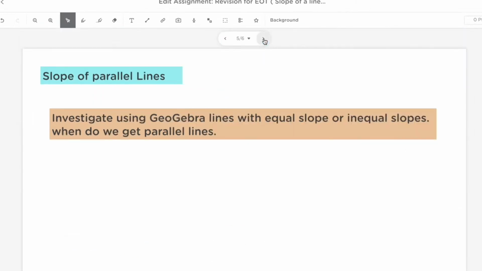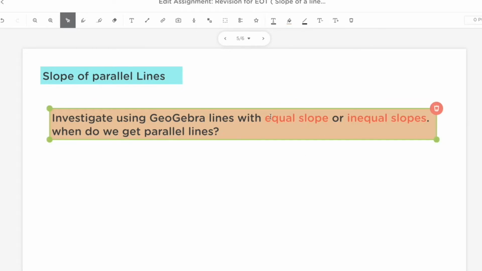Now let's go to slide 5, which is the most important part. Slope of parallel lines. We're going to investigate using GeoGebra lines with equal slopes, or unequal. Sometimes you put them equal, sometimes unequal, and we see what happens. Then we answer this question: when do we get the lines parallel? Usually we draw 2 lines and we see.